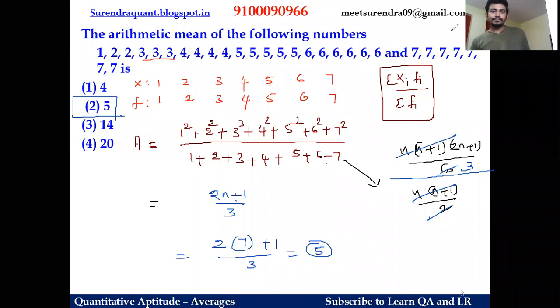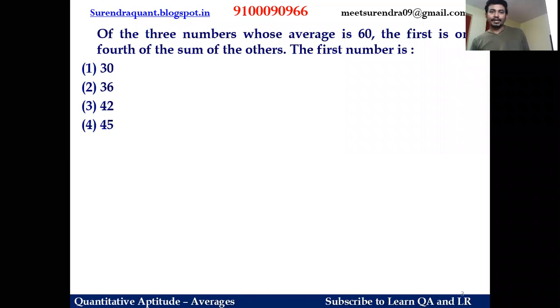Next question. Of the three numbers whose average is 60, the first one is 1/4 the sum of the other numbers. What is the first number? So as I said, saving time is a very important factor. If three numbers' average is 60, the sum of such numbers is 3 times 60, that is 180. Let us say the three numbers are A, B, C. If the average of A, B, C is 60, A plus B plus C by 3 is 60. So A plus B plus C is 180.